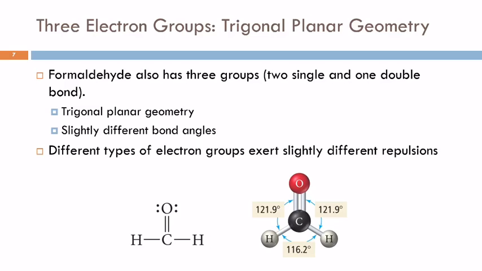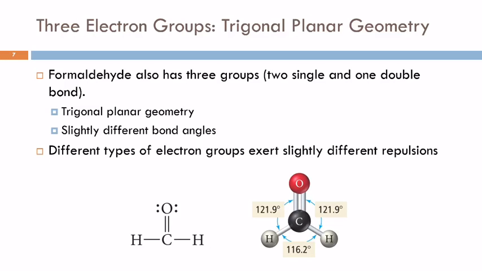Trigonal planar. But in this molecule, the angles are not all 120 degrees. And that's because different types of electron groups exert slightly different repulsions. So this double bond is a little more repulsive to the single bond than the single bond is to the other single bond. And so these two hydrogens will get pushed a little bit together, and there'll be a little bit more space over here. So it's the same geometry, trigonal planar, the bond angles are a little bit different.